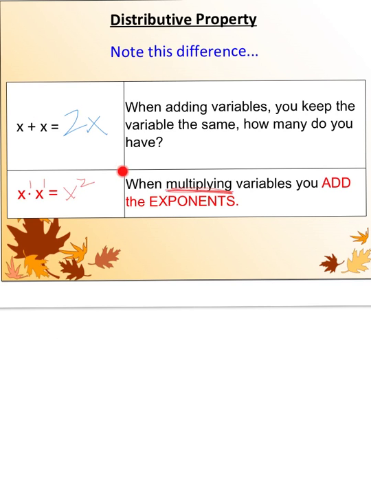This part here, this is the new part for this year compared to last year. So if this makes sense to you, if you can say, okay, multiplying two variables, it's going to end up being a squared, then you're ready to rock and roll.